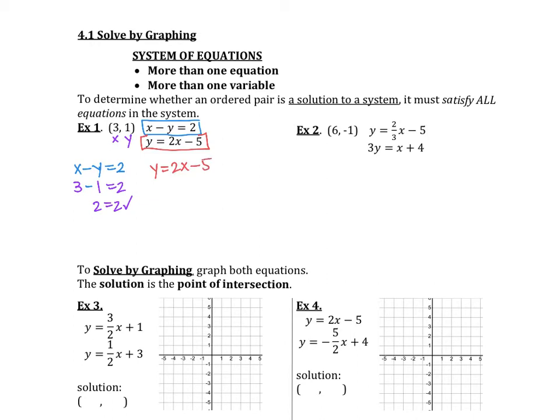Now the y value is still 1, equals 2 times x minus 5. The left side is solved, so let's just work on the right side. 2 times 3 is 6, minus 5. 6 minus 5 is 1. So 1 equals 1 checks. So yes, this is a solution to the system.